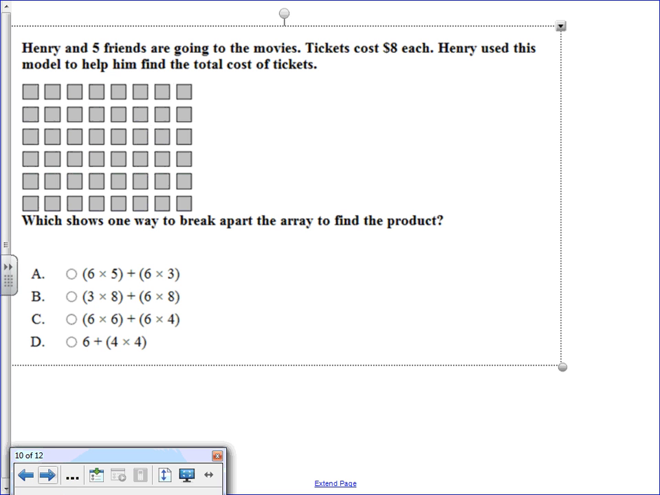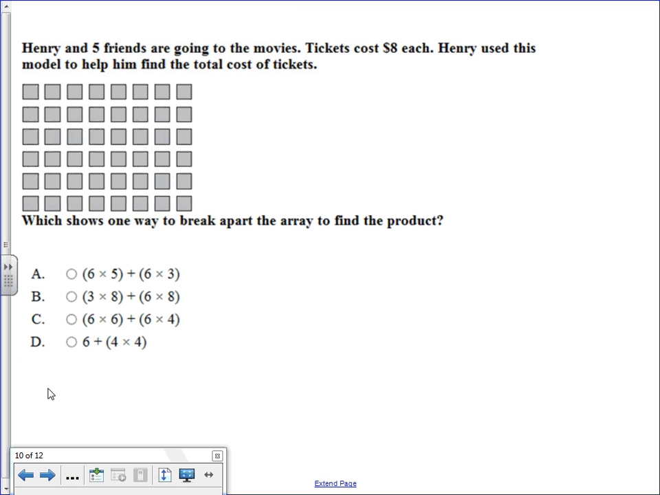Next one. Henry and 5 friends are going to the movies. Tickets cost $8 each. Henry used this model to help him find the total cost of tickets, which shows one way to break apart the array to find the product. So what multiplication fact are we working with in this word problem? Tell me the multiplication sentence that we're working with, Joe.